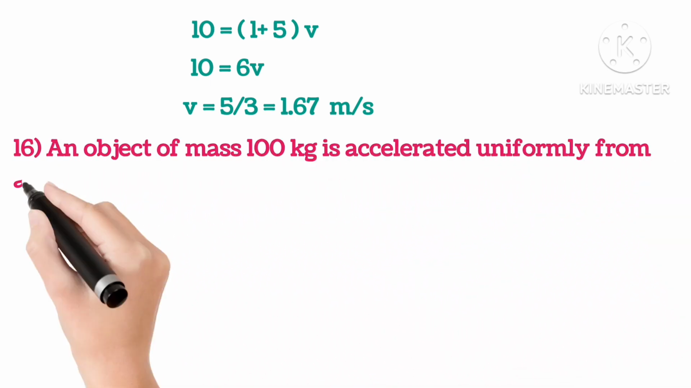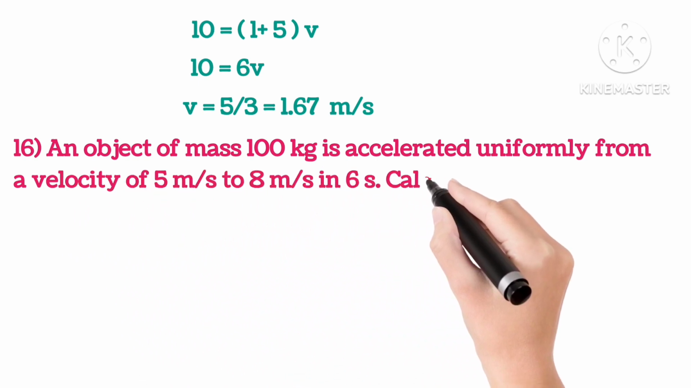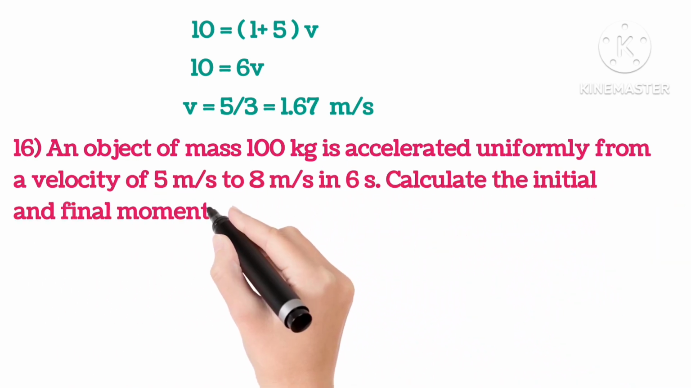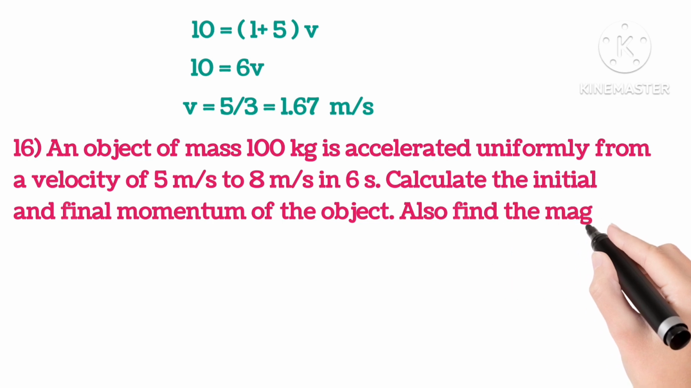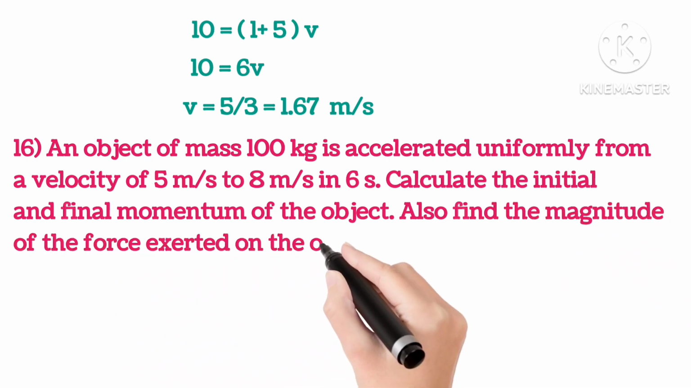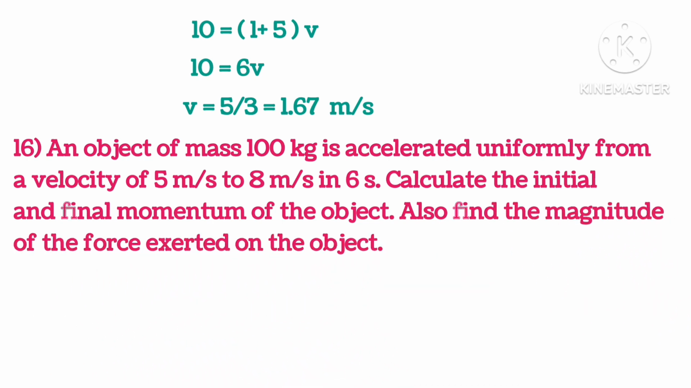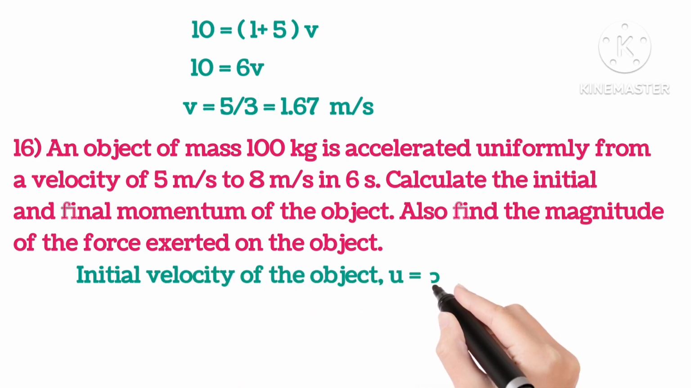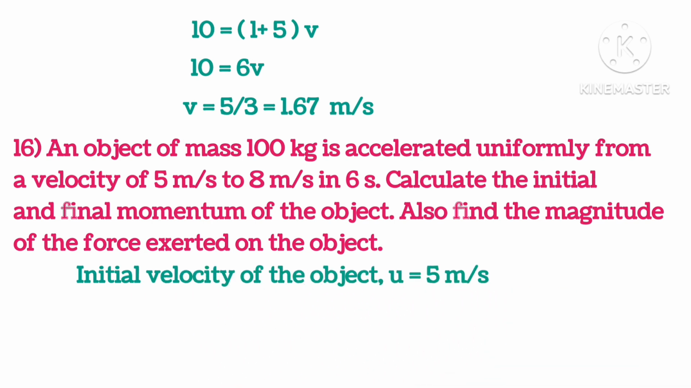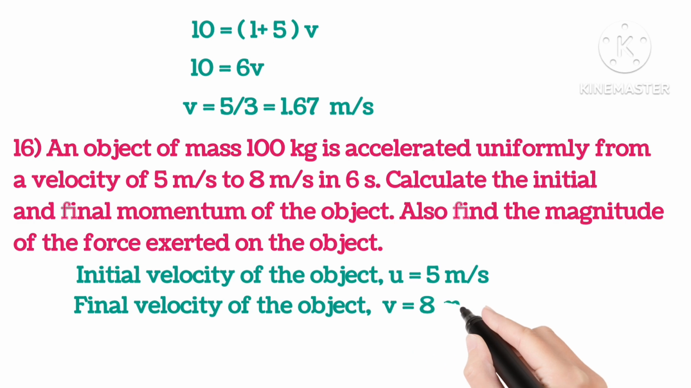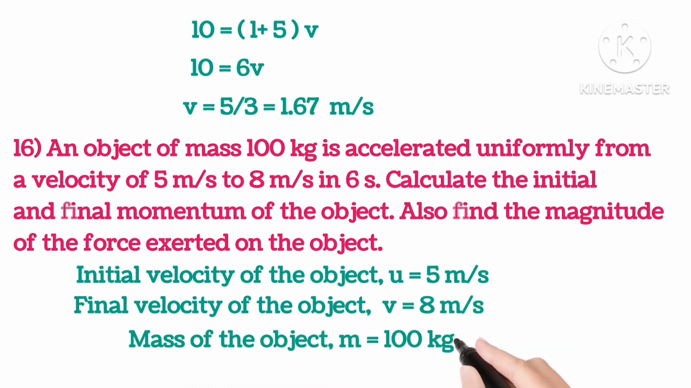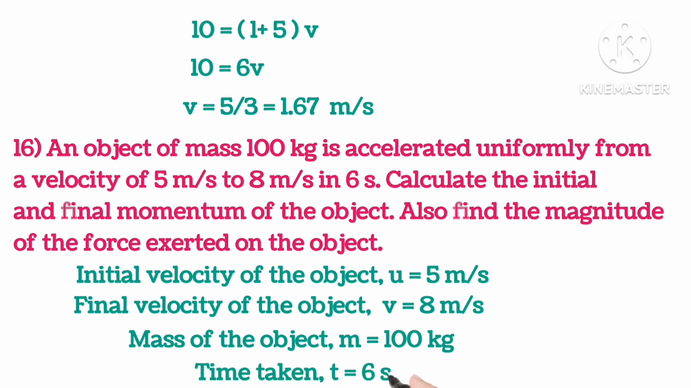An object of mass 100 grams is accelerated uniformly from a velocity of 5 to 8 in 6 seconds. Calculate the initial and final momentum of the object. Also find the magnitude of the force exerted on the object. So the initial velocity is 5 meter per second. Final velocity here is 8 meter per second. Mass of the object is 100 kgs and the time taken is 6 seconds.